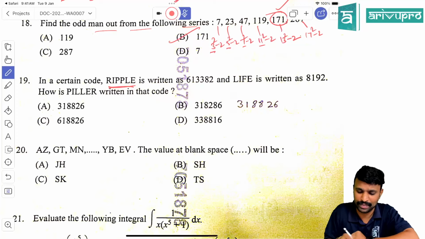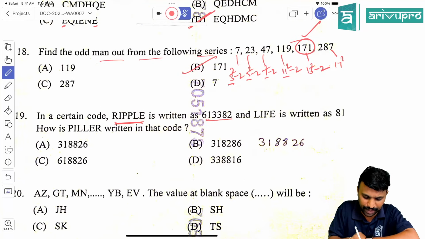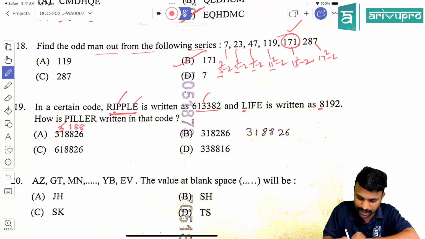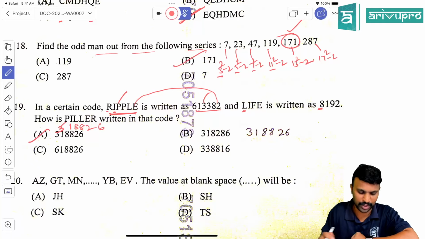They have given RIPPLE is 613382, LIFE is 8192. It's a letter to a digit coding. So what is the code for P? P is basically the third letter, third digit is 3. I is the second letter, second digit is 1. L is the first letter, first digit is 8, again 8. E is the last letter, last digit is 2. And R, first letter, first digit is 6. So 318826. So 318826 is option A.